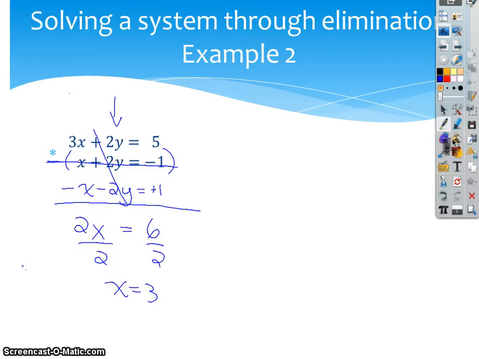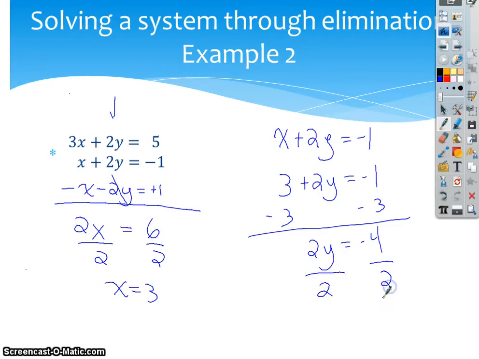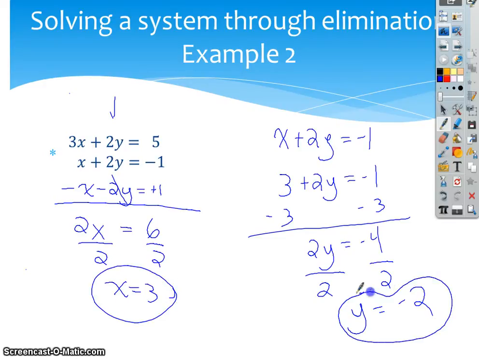Now let's take one of our equations. You know me, I'm going to use the easiest one possible. I'm going to take x plus 2y equals negative 1, or 3 plus 2y equals negative 1. Subtract 3 from both sides. 2y equals negative 4. Divide both sides by 2. y equals negative 2. My ordered pair, x value of 3, y value of negative 2. (3, negative 2) is my solution to this system.